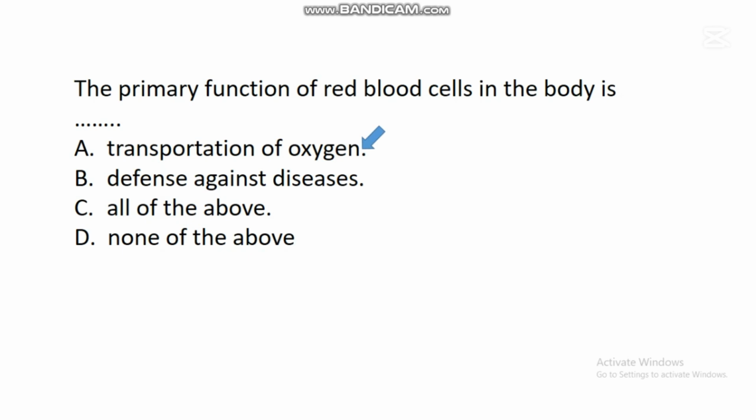Transportation of oxygen. So the major function of red blood cell is that it helps in transporting oxygen from one part of the body to another. So the red blood cell helps in taking oxygen from different parts or to different parts of the body.